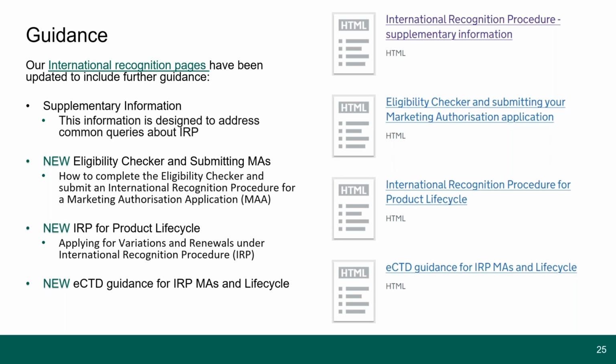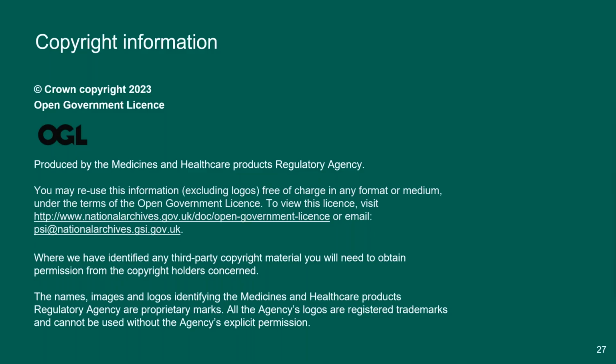The new elements there since the 20th of November are the eligibility checker itself, which I showed you earlier, but we've also given guidance for the eligibility checker and submitting marketing authorizations. We've given guidance for the product life cycle, so how to apply for variations and renewals under IRP, and we've also published the eCTD guidance for IRP MAs and also for life cycle products. Thank you very much to all of the contributors to this, and I hope people found this useful.